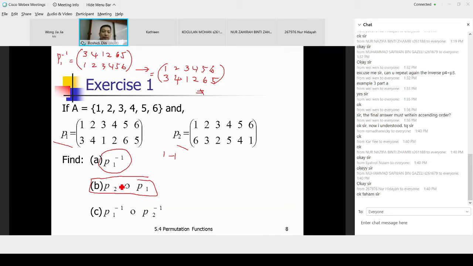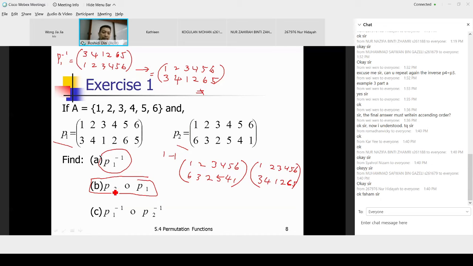So this question we put based on the location. So P2 follow, join with P1. So we put P2 first. So P2: 1, 2, 3, 4, 5, 6. P1 also 1, 2, 3, 4, 5, 6. Here P2: 6, 3, 2, 5, 4, 1. So P1: 3, 4, 1, 2, 6, 5.